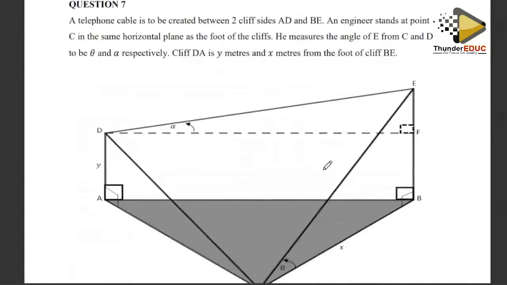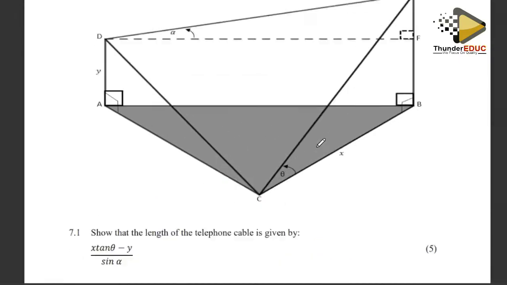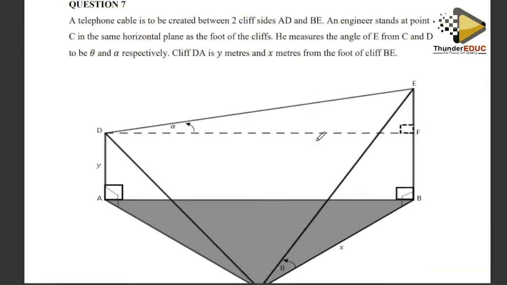Question number 7, which is the 3D trig. They are telling us that a telephone cable is to be created between two cliff sides, AED and BE. An engineer stands at a point C in the same horizontal plane as the foot. Then they are telling us to show that the length of the cable is given by that.